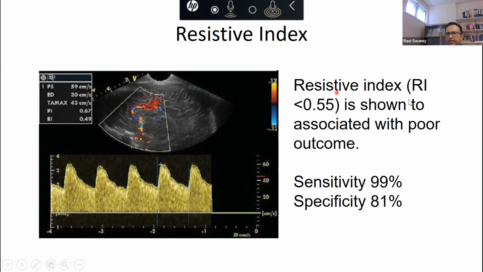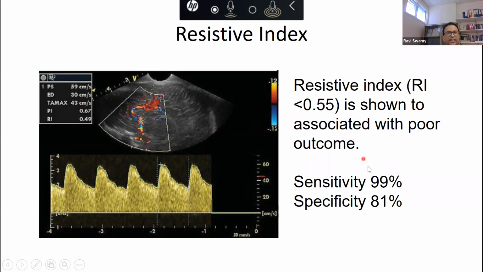Anything below 0.55 is associated with poor outcomes. Okay, so there is no major thing which you have to worry about here with ultrasound scan. This is a very quick and easy tool for every HIE case you have to do, and you have to find out what the resistive index is.